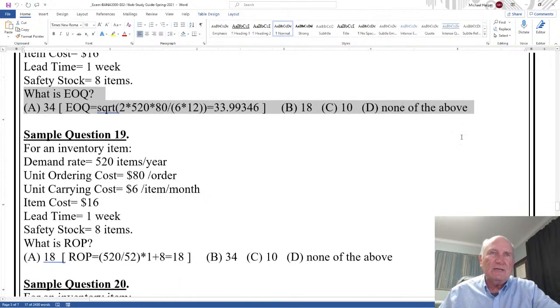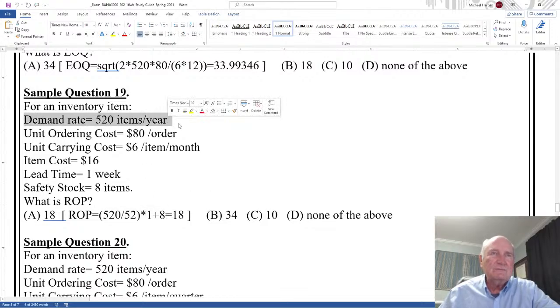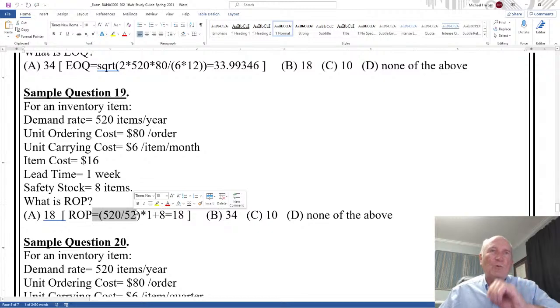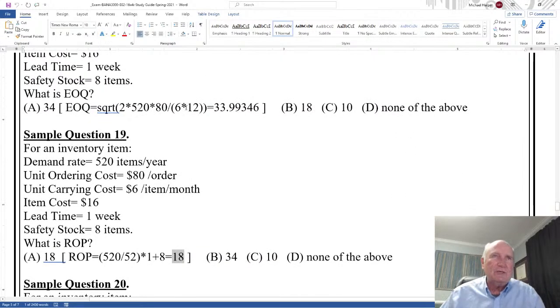The second computation is going to be the same type of information, and what is ROP? That's demand times lead time plus safety stock. Well, notice the demand is in years, the lead time is in weeks. And so here I would suggest transforming the demand to weeks. So I take the 520, divide by 52 weeks in a year to get my demand per week, times the lead time, plus my safety stock is 18. So you will need a calculator for EOQ and for ROP.